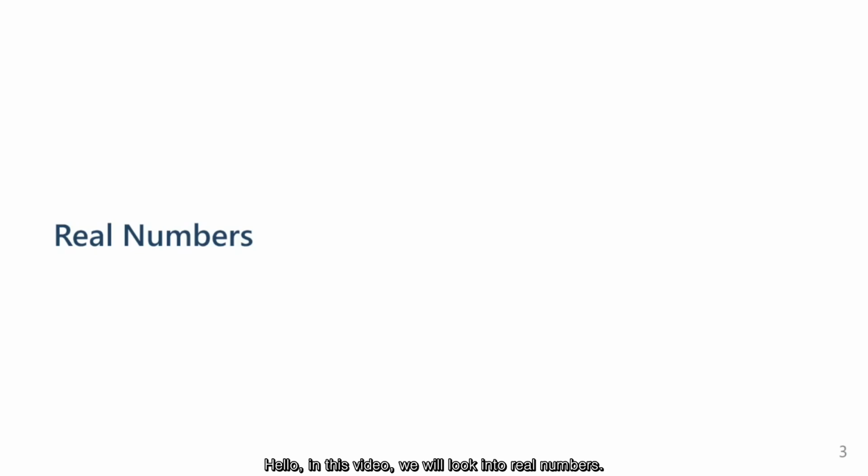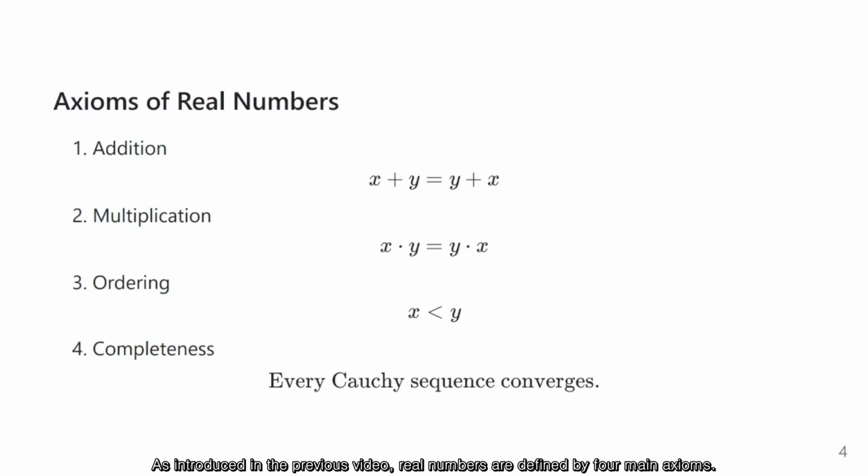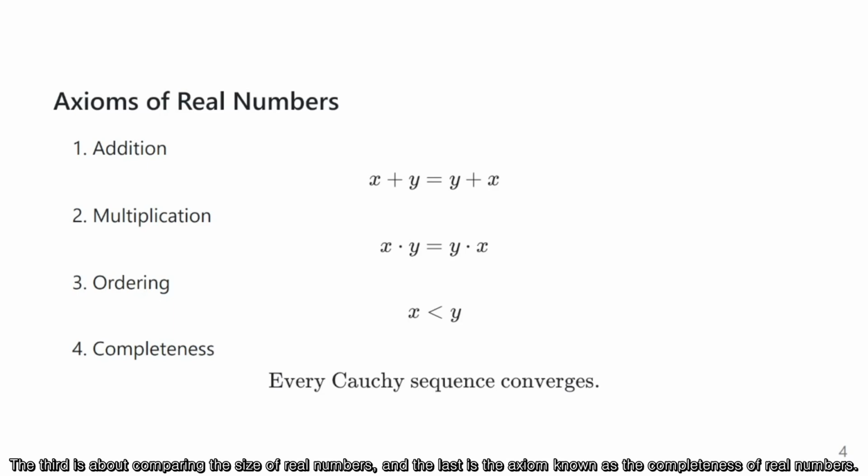Hello, in this video, we will look into real numbers. As introduced in the previous video, real numbers are defined by four main axioms. The first axiom is about addition. The second axiom is about multiplication. The third is about comparing the sizes of the real numbers. And the last is the axiom known as the completeness of real numbers.